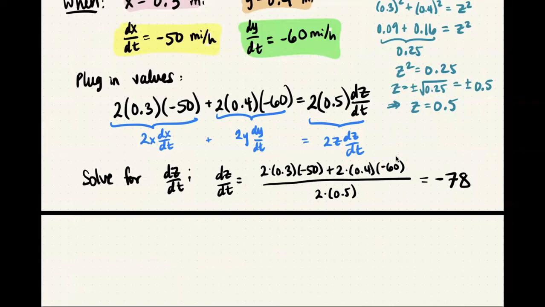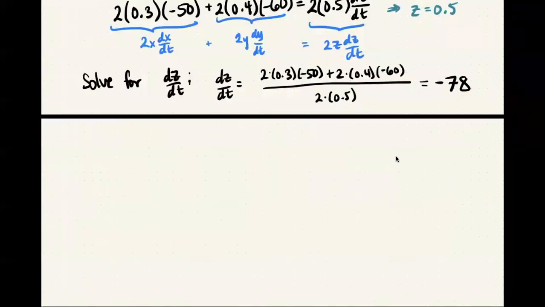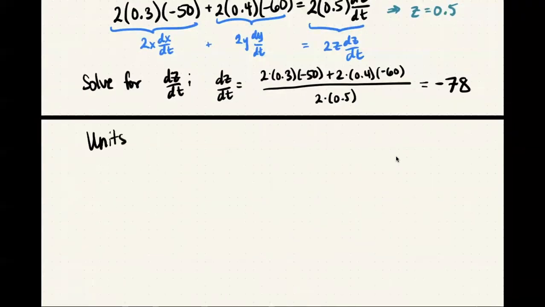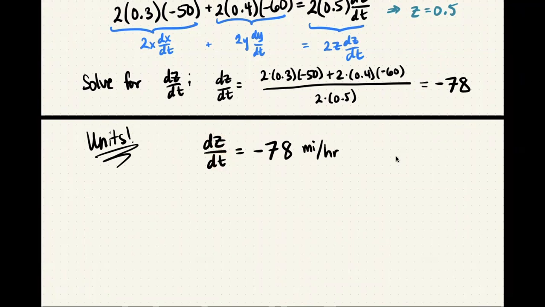Okay, negative 78. Our last part of our acronym is the units. So dz dt equals negative 78. z, this distance between the cars, is in miles, and time in this problem is in hours. So this is miles per hour. And this is our final answer. And you'll notice that this is a negative rate because the cars are getting closer together. Okay, that is it for this problem.